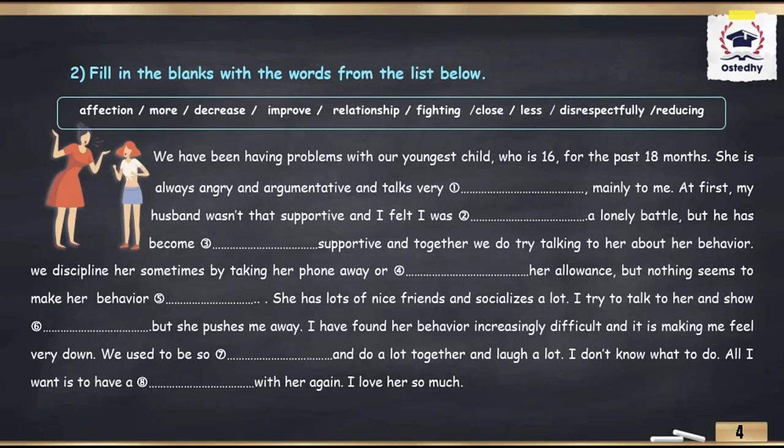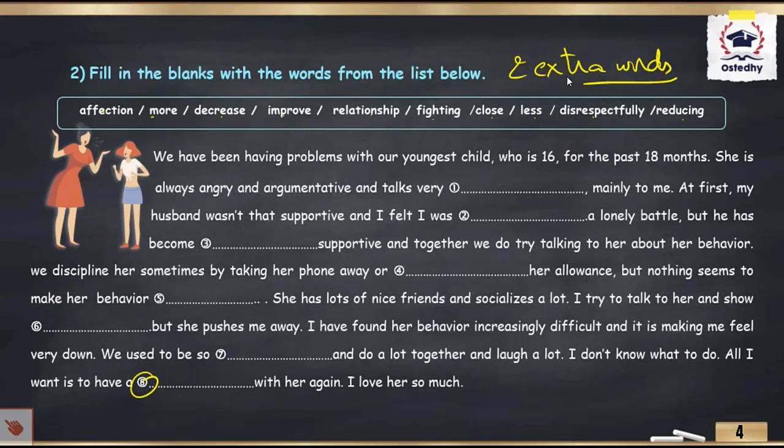Disrespectfully, reducing. Okay, fine. So as you can see in here, we have a number of words. So I would say 1, 2, 3, 4, 5, 6, 7, 8, 9, 10. But I have 8 spaces. So I will have two extra words that I will not use. We don't use them.